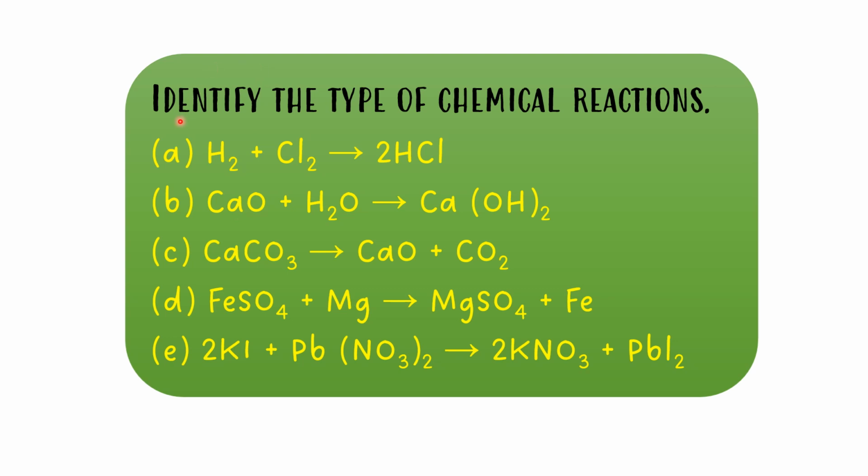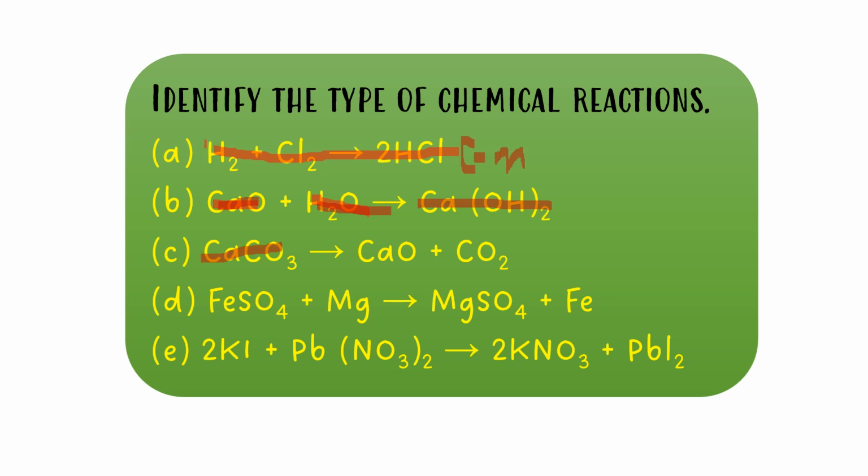In this question, we come to know about identification of chemical reactions. First, that is hydrogen gas and chlorine gas. When they both combine, they form HCl, that is hydrochloric acid. This is a combination reaction as two different elements are combining and a single new product is formed. Second goes with calcium oxide and water. This forms calcium hydroxide. This is also a combination reaction as calcium oxide combines with water to form calcium hydroxide. Both come under combination reaction.